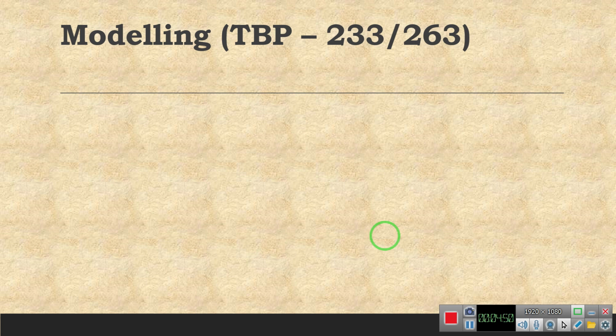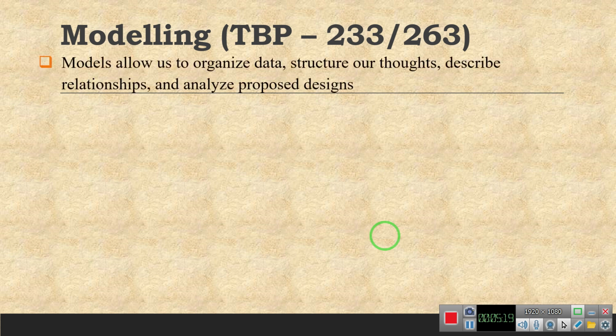Modeling means we are creating a model of your problem which shows the solution. It is not the actual implementation, and it's not the actual object or the project solution. It looks similar to that one, and may have the same features and functionalities, but it is not the actual object. So let's see. Models allow us to organize data, structure our thoughts, describe relationships, and analyze proposed designs.